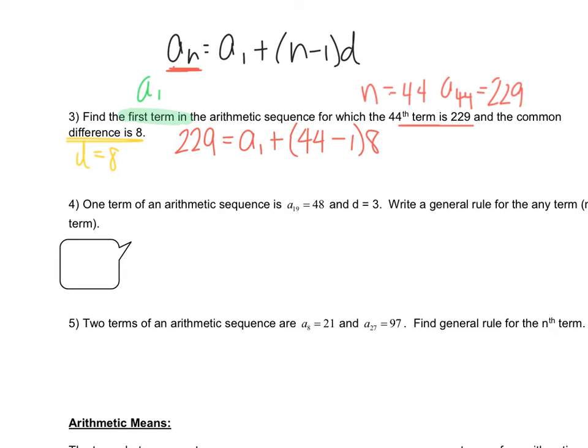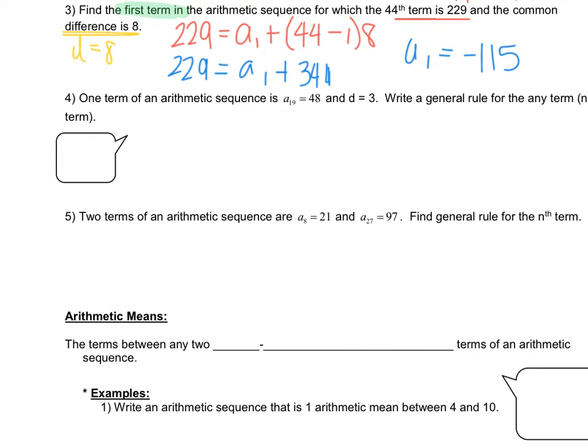And then you just do some math from there. And you should get 229 equals a1 plus 344. And then a1 would equal negative 115. Sometimes it's hard to see if these problems, quote unquote, make sense. But if the common difference is 8, that means that each term should be getting larger than the previous term. So that means our first term should be pretty significantly less than the 44th term, which it is.